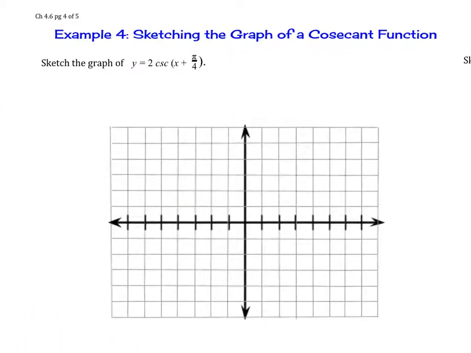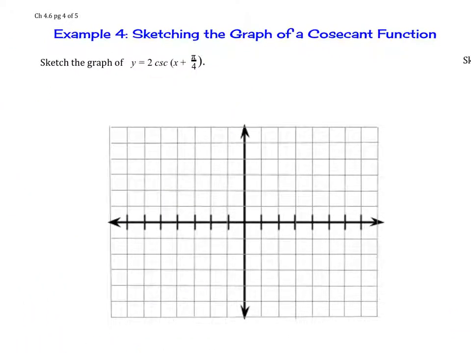So we're going to sketch the graph of y equals 2 cosecant of x plus pi over 4. So we're just thinking about graphing the sine graph and then the shifts and then vertical stretching and shrinking, put the dots, and then you flip it to be able to graph the cosecant. So let's look at it shifted left pi over 4.